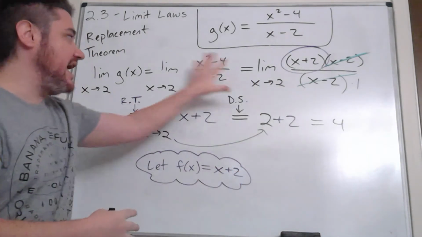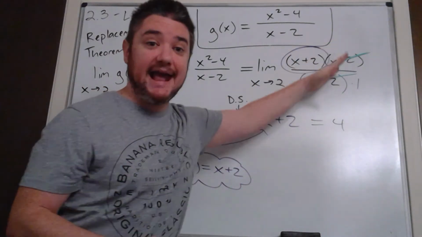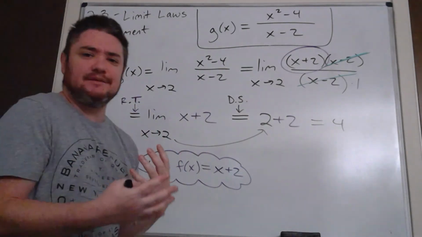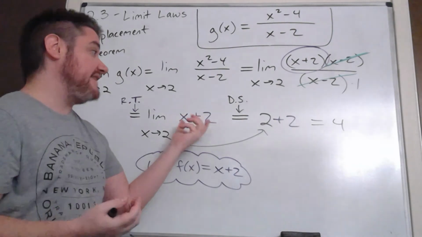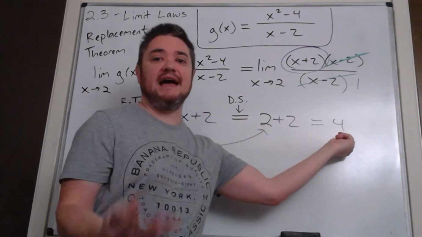So what we did here algebraically by using the factors and canceling them, we're sort of fixing the problem. We're kind of replacing it with a filled-in point. We sort of patch that hole, right? And then now we can use direct substitution to figure out exactly what it is.